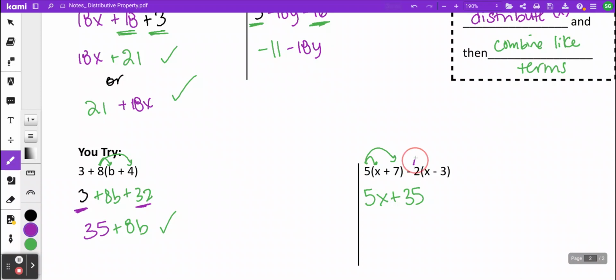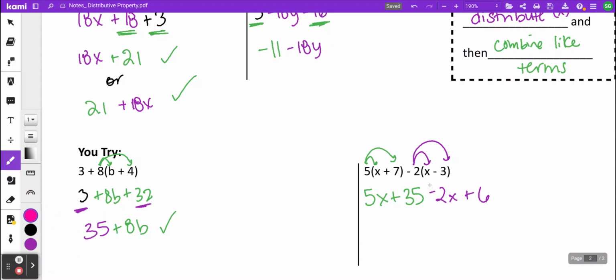We need to do negative 2 times x. That would be negative 2x. And negative 2 times negative 3. Did you catch those negative signs? Negative times negative is positive. 2 times 3 is 6. But wait, we're not done.